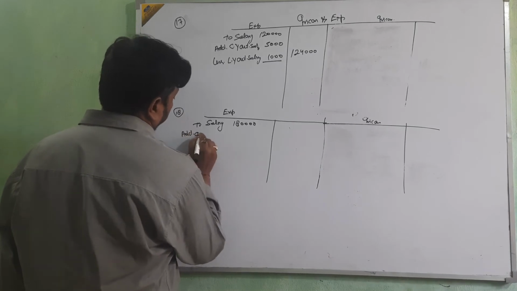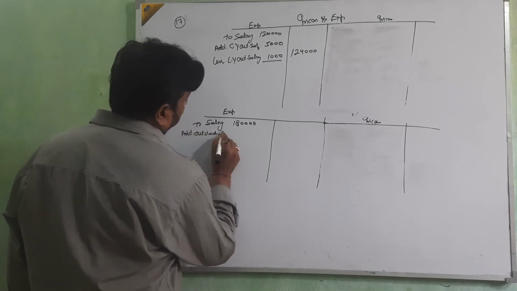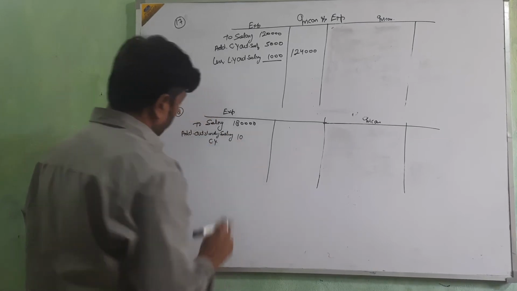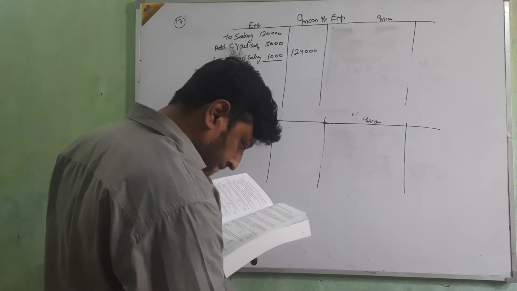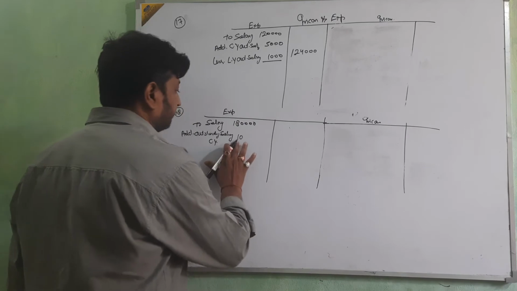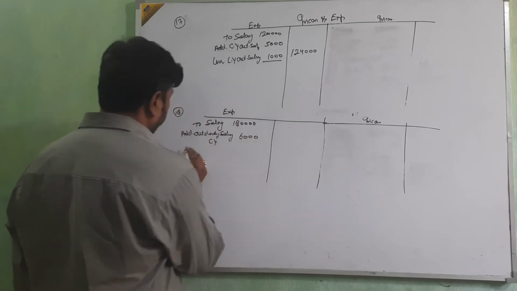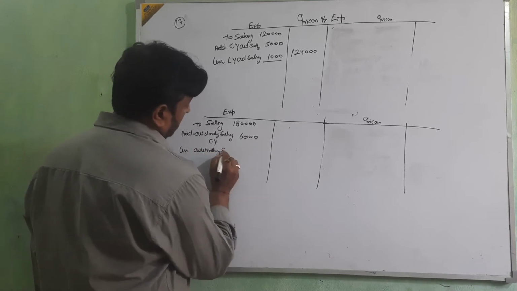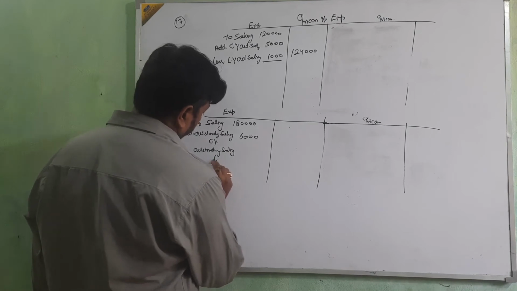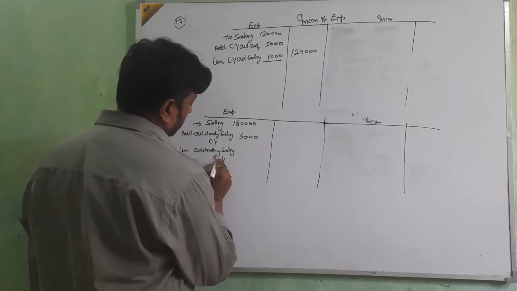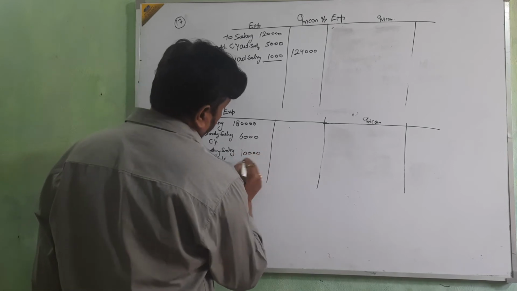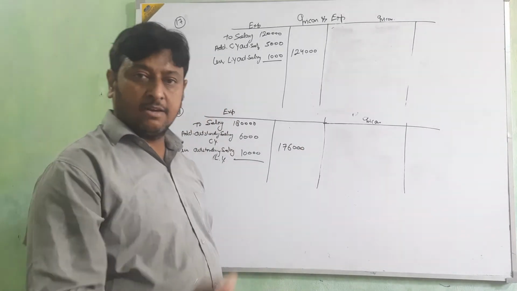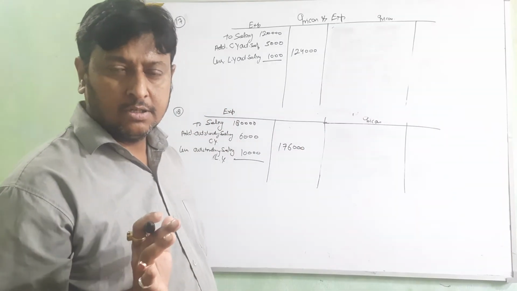Then add outstanding salary current year 6,000, less salary last year 10,000, so 1,76,000. Okay beta, I think it is well clear how to present these things. Clear na?